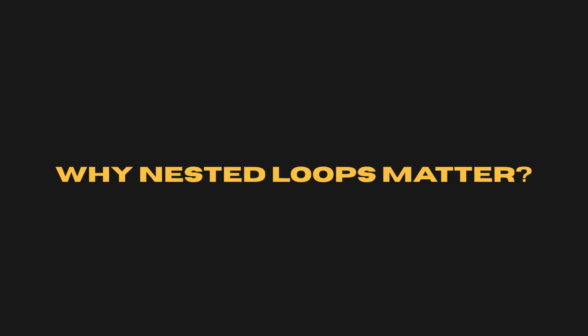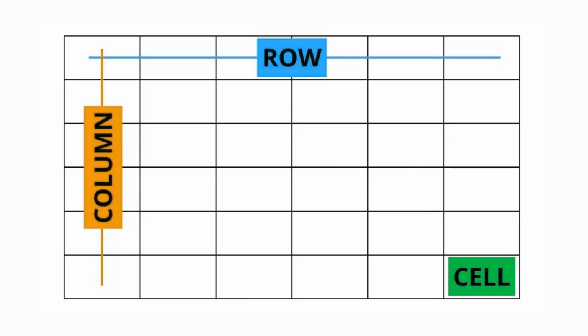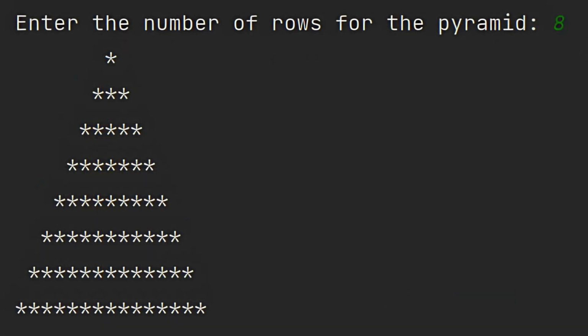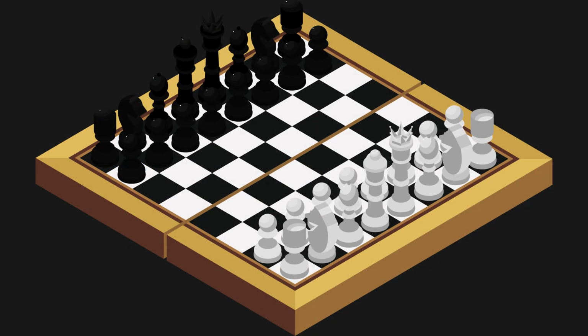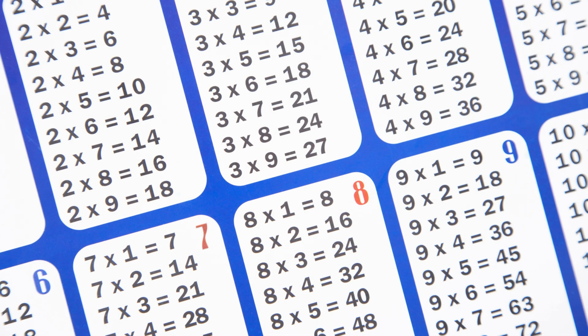So, why do nested loops matter? Whenever you need to deal with rows and columns, that's where we need nested loops. Example, printing a star pattern, checking a grid in the game of chess, multiplication tables.